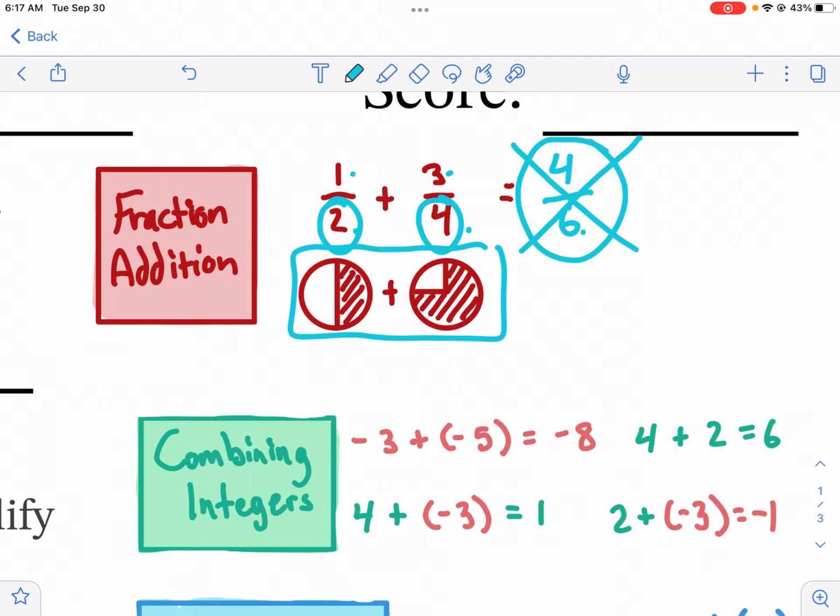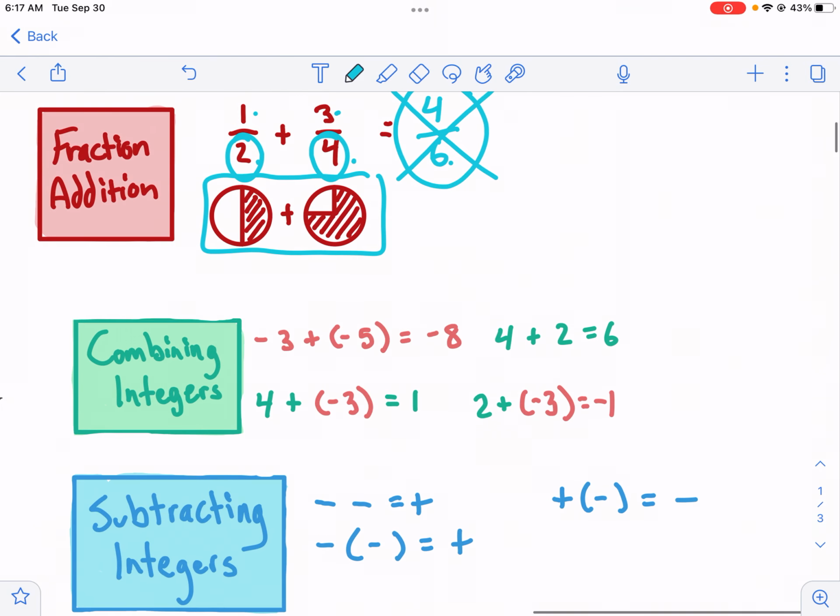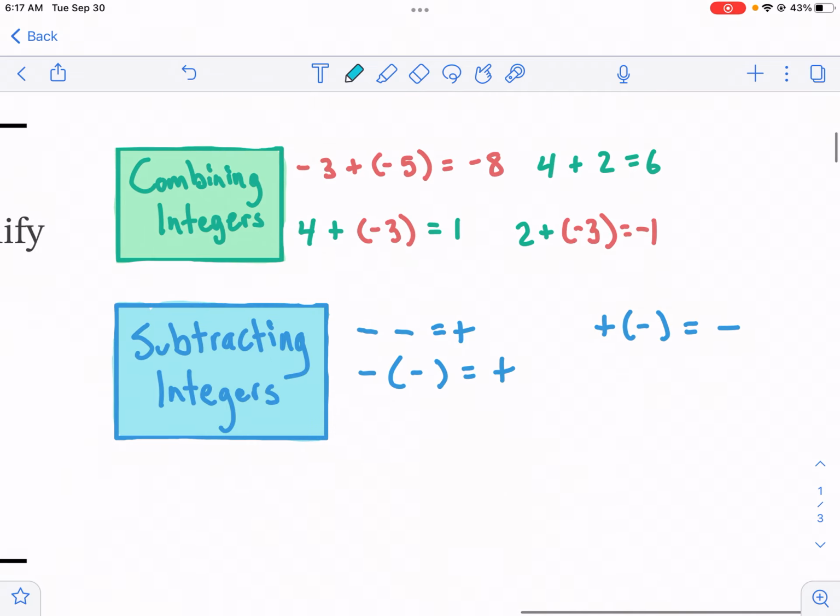Plus, how do we get 2, which is halves, and add that to fourths, and get sixths? Like, how did the units get smaller? That does not make sense. So that is not the process. Instead, we need to find a common denominator, which I'll show you how to do in a second.